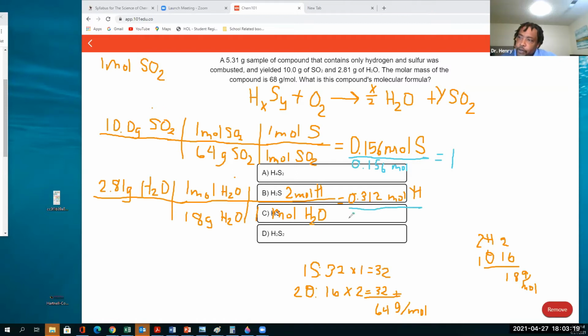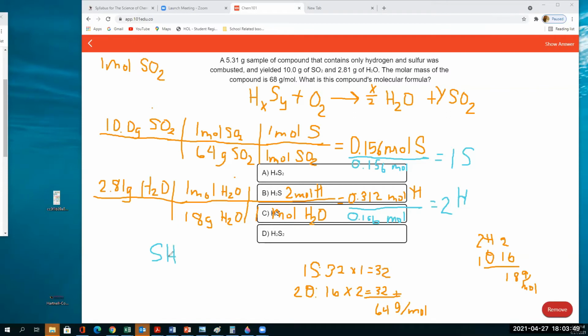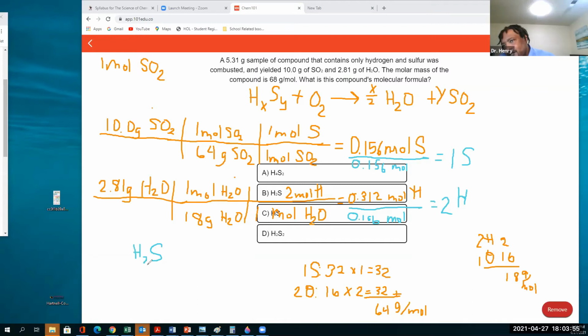Okay, so we divide them both by 0.156. So that's 1 and 2. Okay, so we have 1 S, and then we have 2 H's. So then the empirical formula is H2S. Okay, so how would I calculate the molecular formula?